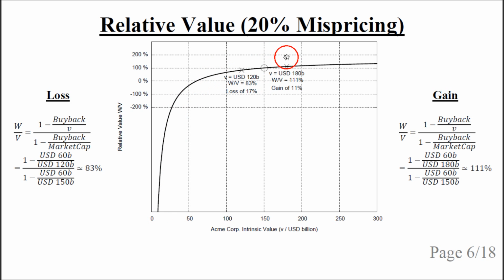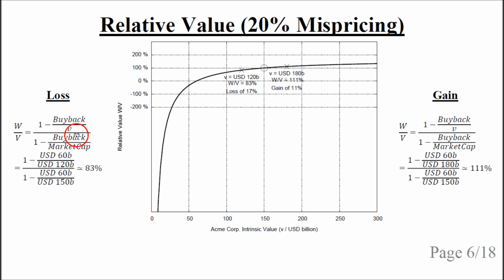So in the case where the intrinsic value is really 20% above the market cap, we have a relative value of 111%, which means the gain to shareholders from making the share buyback is 11%. On the other hand, if the intrinsic value is 20% less than the market cap, then the relative value is 83%, which means a loss to shareholders of 17% for making the share buyback.